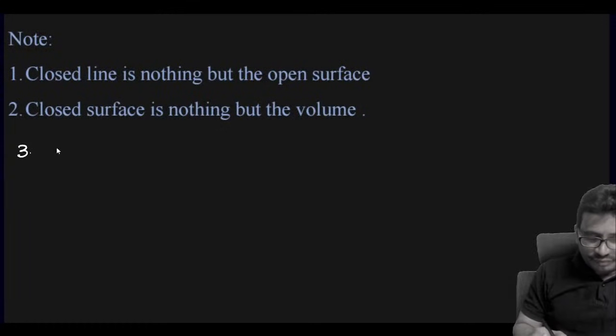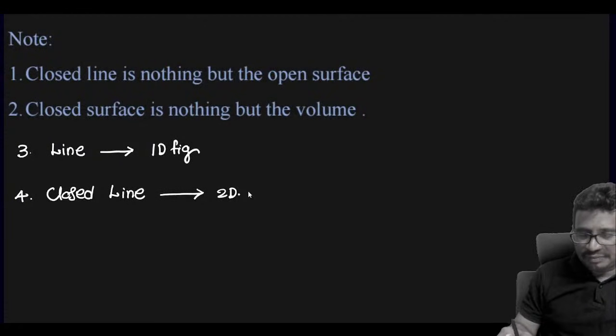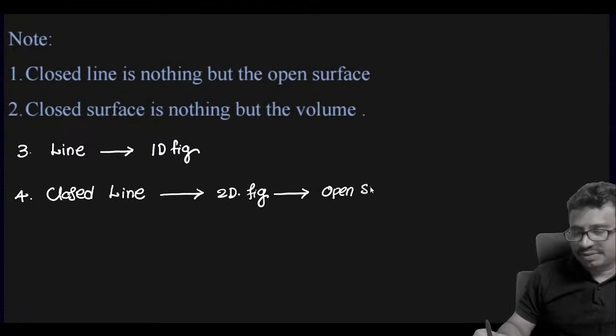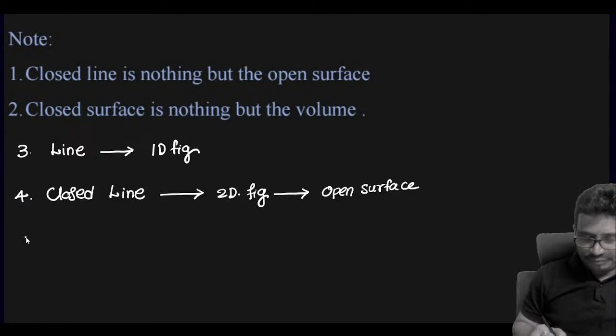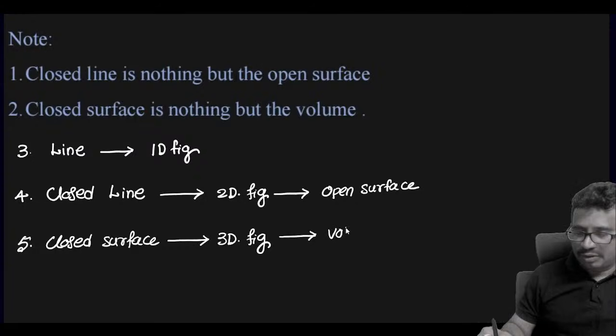So basically, line. Line means what? It is a 1D figure. Closed line is a 2D figure, a two-dimensional figure. Closed line forms what? Open surface. Next, closed surface, which is a 3D figure. It forms a volume.